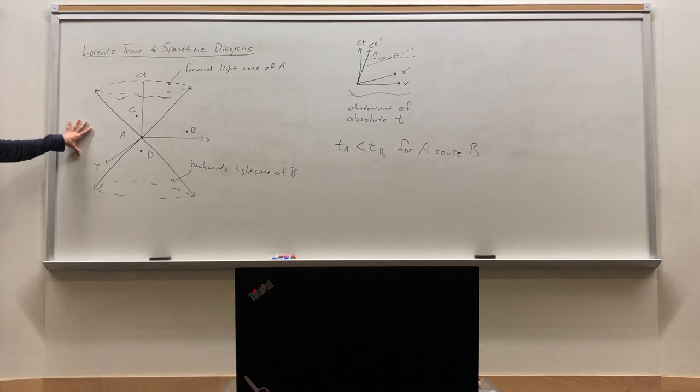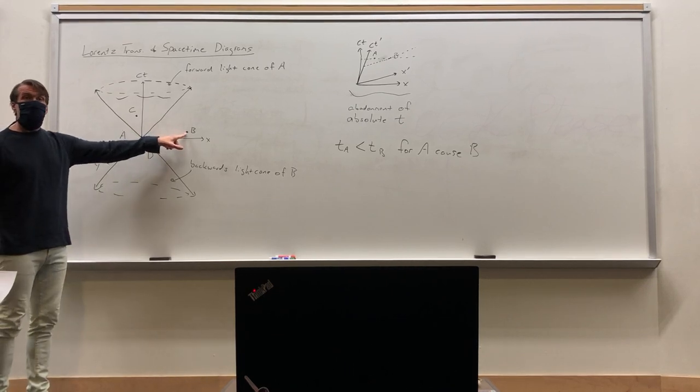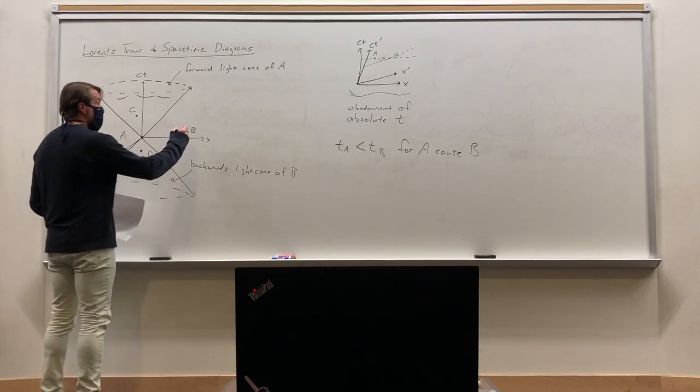Was there a causally disconnected region in Galilean space-time? Nope. In Galilean space-time, you just said, if you happen after me, then I can cause you. If you happen before me, then you can cause me. And if you happen at the exact same time as me, we can cause each other. But there's no region that's causally disconnected in Galilean relativity. In special relativity, you'll notice it's most of space-time. Now, this is the light cone structure for event A. The light cone structure for event B? Well, again, we just shoot out light cones.